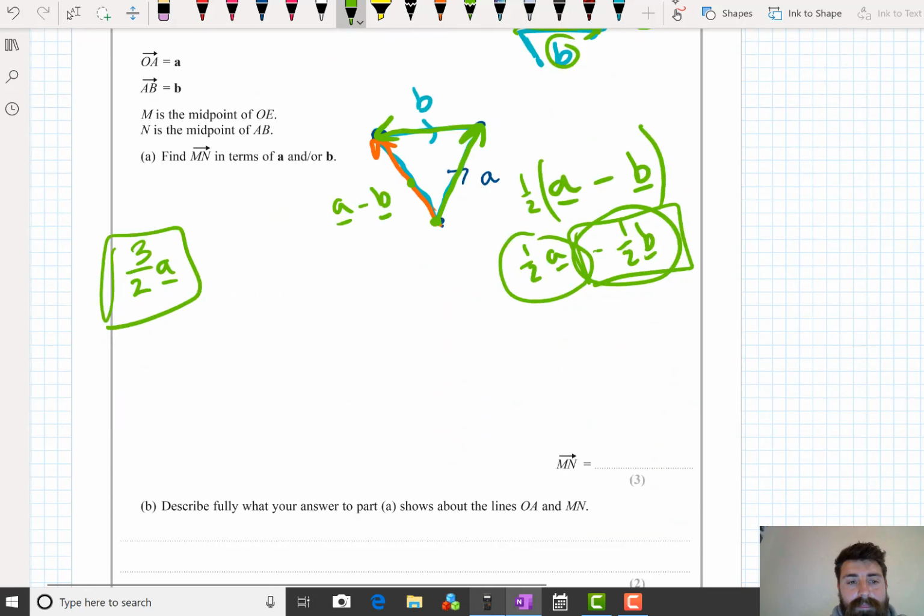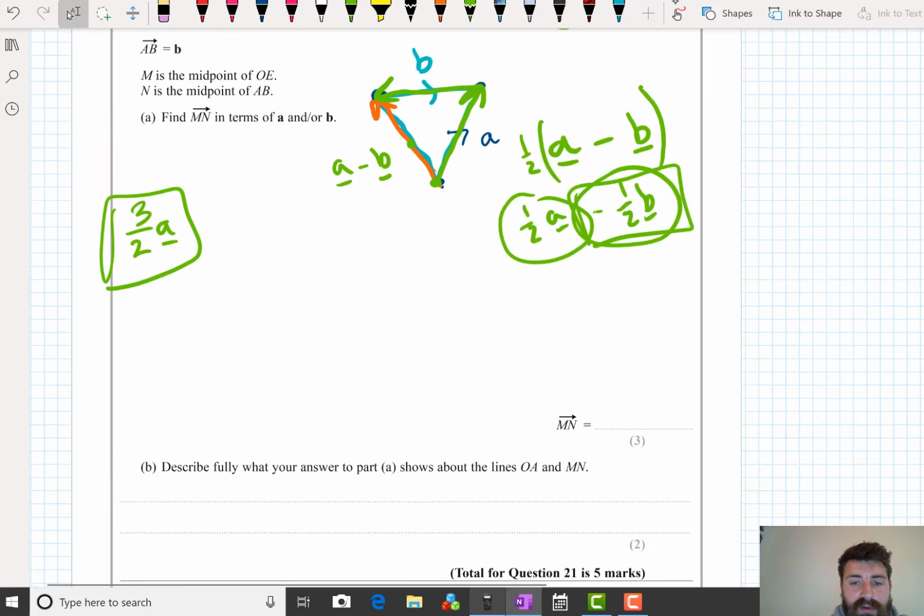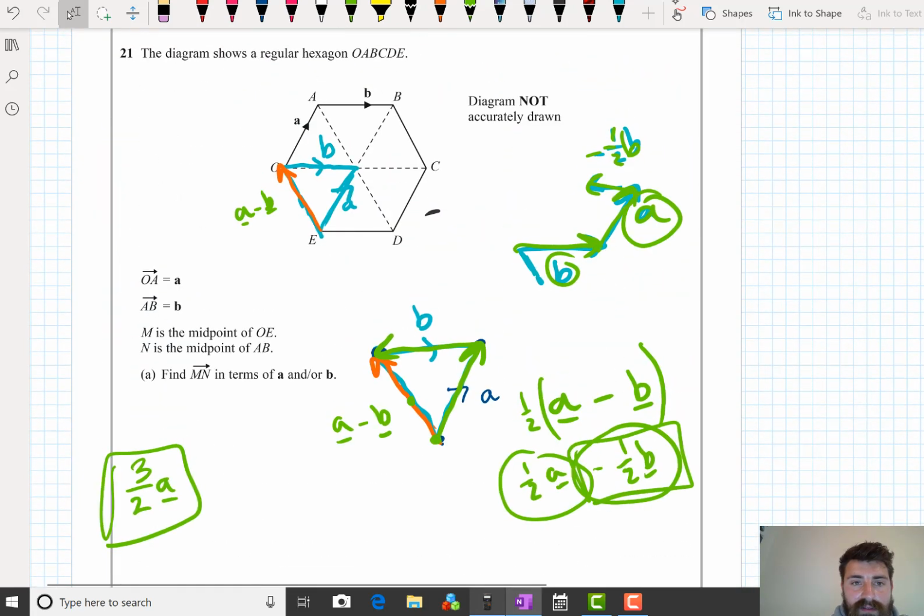Describe fully what your answer. So part A shows about the lines OA and MN. What relation does this green line have to the line OA? Well, if you look at it, OA was the A vector, and MN was the vector 3 over 2 A. It's got nothing to do with B.